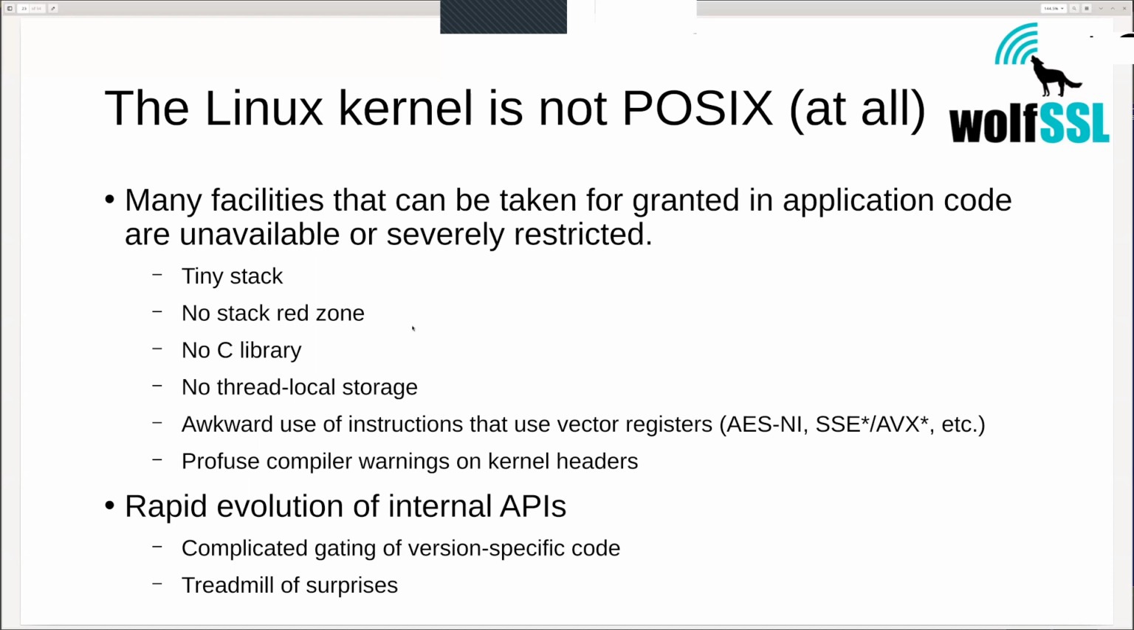In the kernel, there's no red zone in the stack. You can't just use stack space a few bytes past your current stack pointer. That's something you often can do in user space, but you can't do that in kernel space. So it's a small stack with no red zone. And there's also no C library.